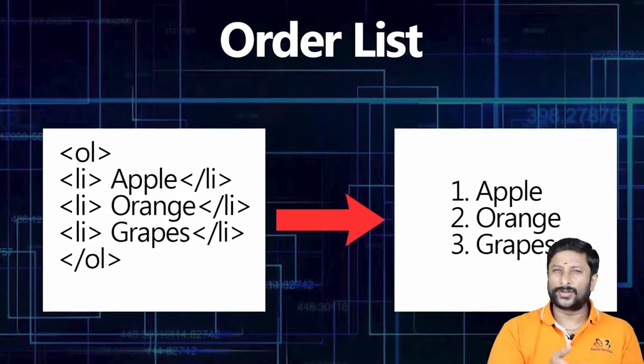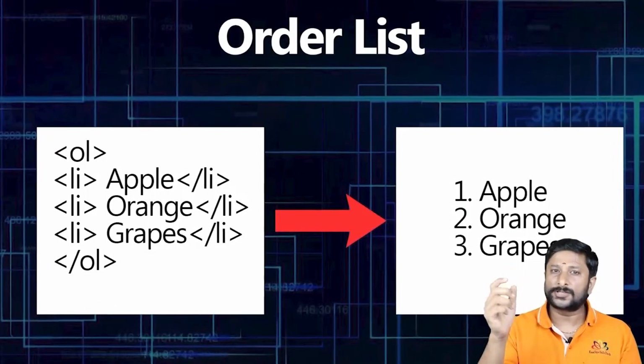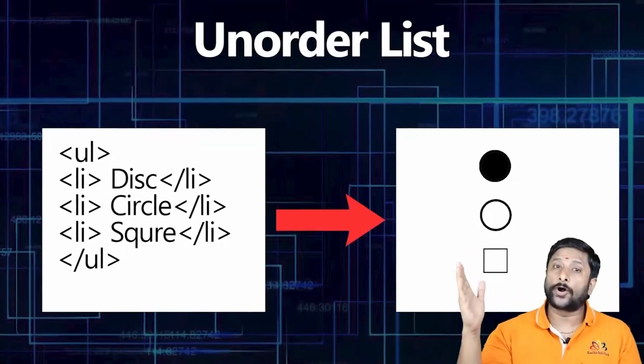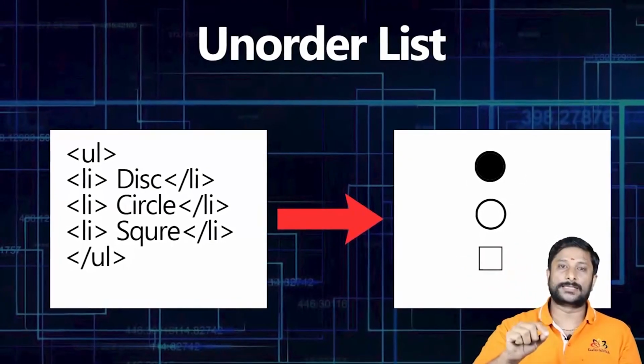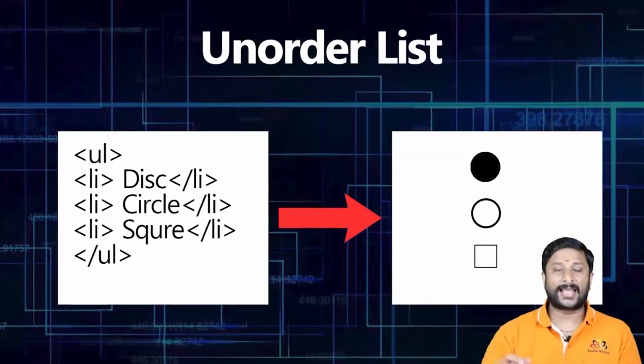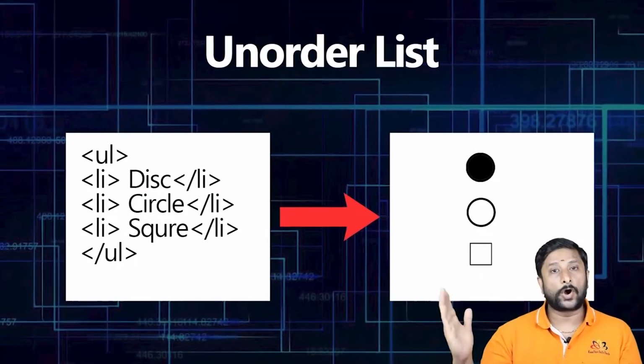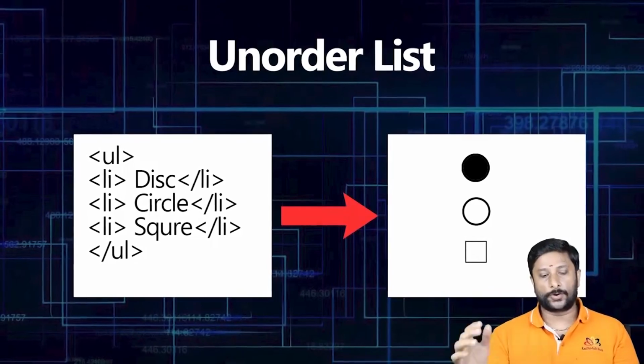Sir, I don't want this 1, 2, 3 and all, it's childish, sir. I can have some special symbols. In that case, you can go for an unordered list. You can have a circle symbol, a square symbol, a rectangle symbol or something like that. That is your unordered list. You have an ordered list and an unordered list.